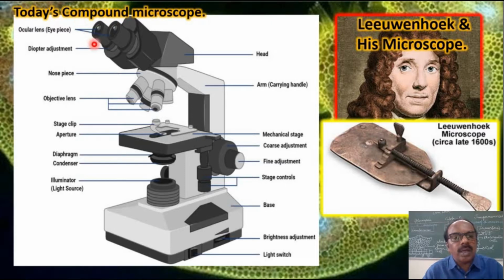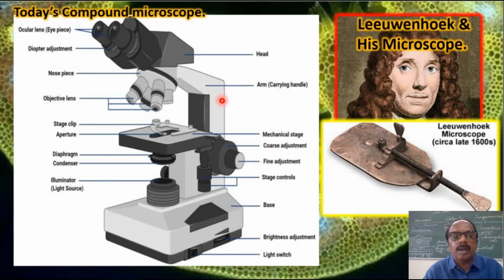So through the ocular lenses you are seeing the object, and the image of the object is passing through the objective lenses. Below the stage there is a diaphragm and a condenser, which will control the intensity of light, and at the bottom we have the illuminator, the light source. This is a light microscope because you are using light as the source of energy.